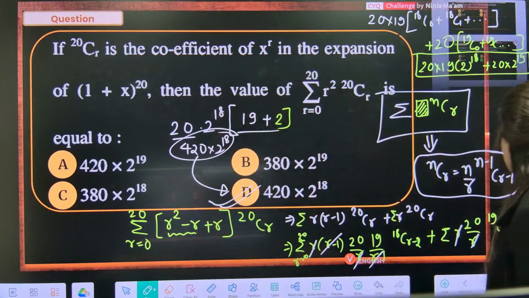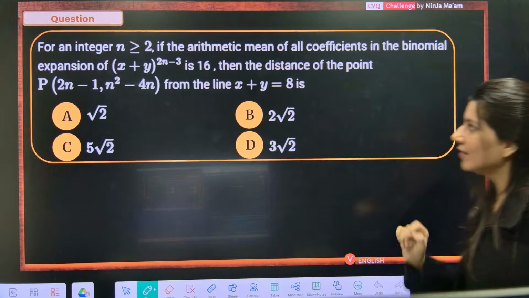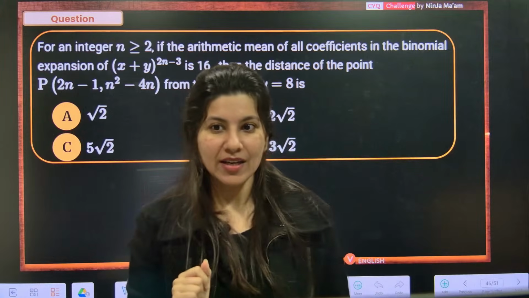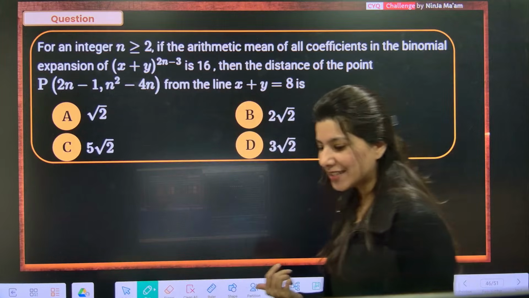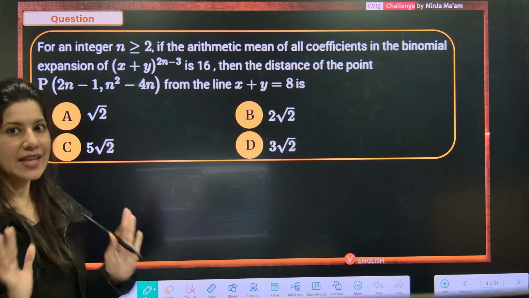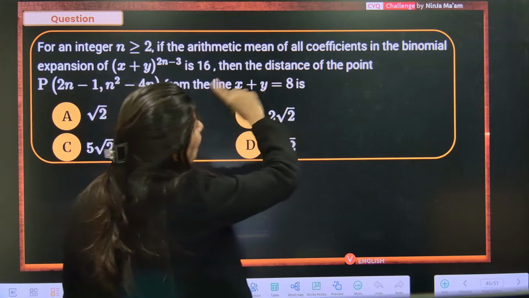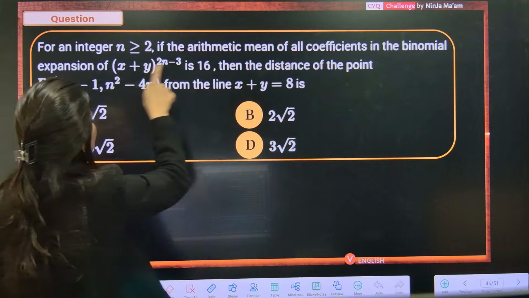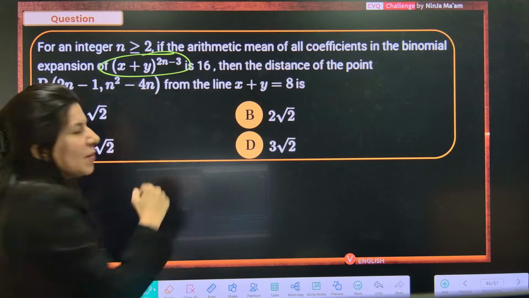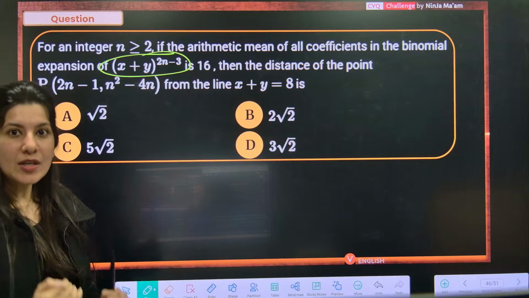Okay. I think now we are still left with one more question. Yes. Last question. Make sure that you attend this, because this is the easiest of all, I guess. Now I think everybody will be able to do this question. If the arithmetic mean of all the coefficients in the binomial expansion of this, arithmetic mean, what is arithmetic mean? Sum of all the coefficients upon number of coefficients.